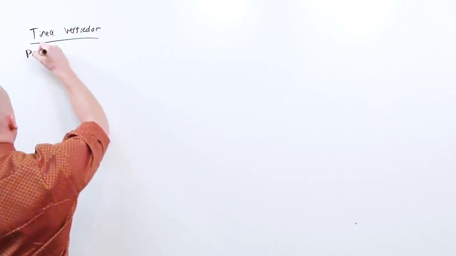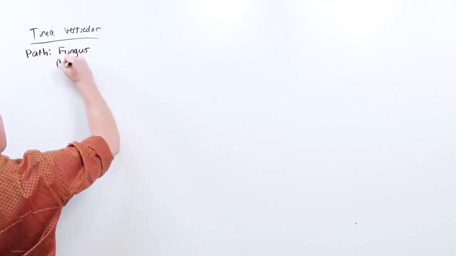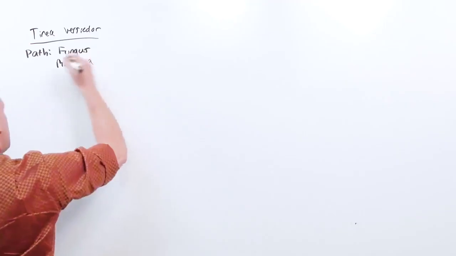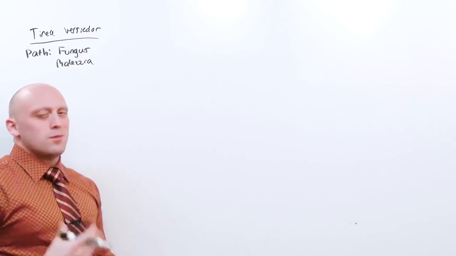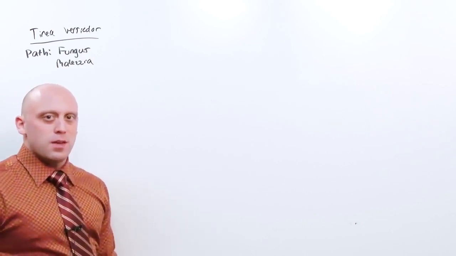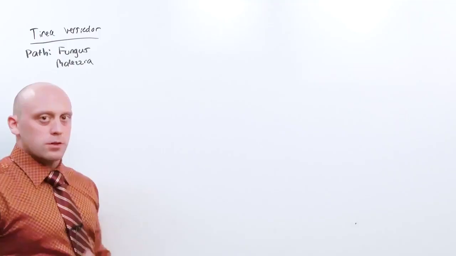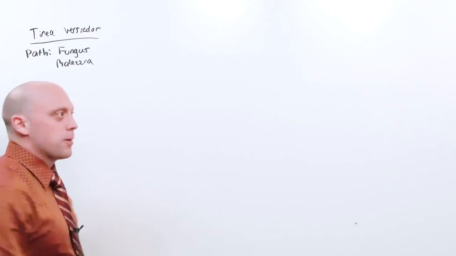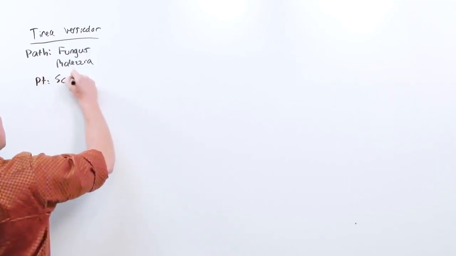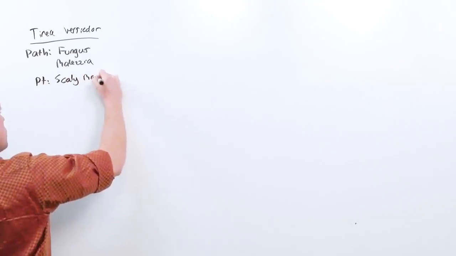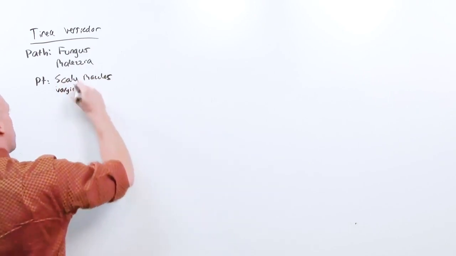This is caused by an infection by a fungus. It used to be Malassezia furfur, now it's globosa. Just know that it's a fungus. It's got a bunch of different names, but if you remember, tinea versicolor, fungus, you're doing okay. The patient is going to present with scaly macules of varying color, thus the name, versicolor.